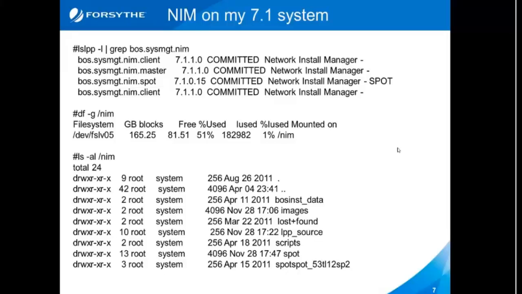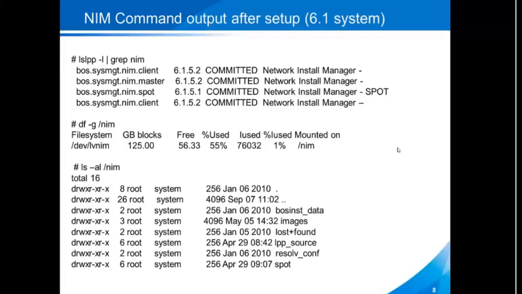If you look in /NIM, you can see the resources that I had on the previous page. So you see there's a bosinst data, there's an lpp_source. The one down the bottom, the spot, is because I misnamed something, so I ended up with a spot in the wrong place. And this is just showing you again on a different system with it cleaned up a little bit. This is on 6.1, not 7.